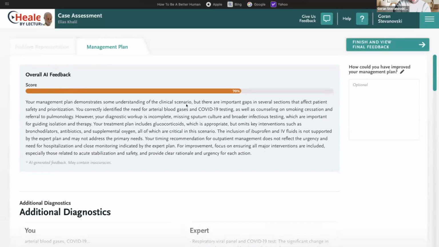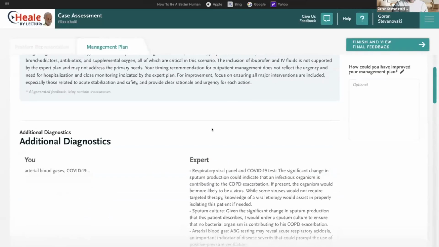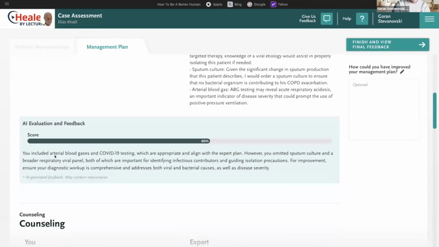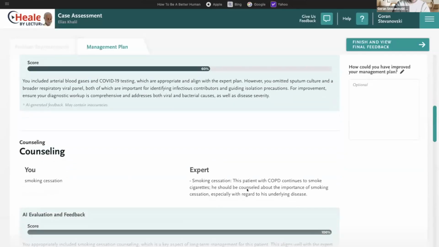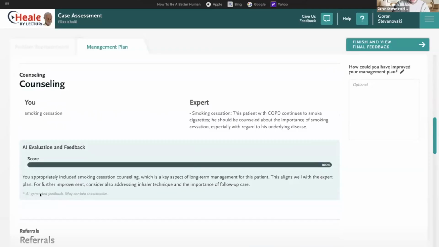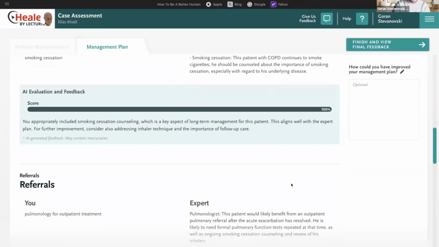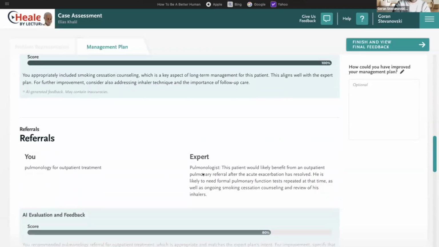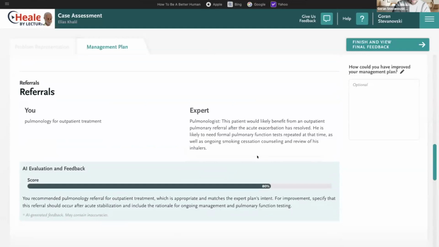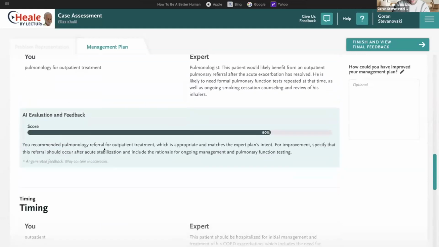It demonstrates some understanding of the clinical scenario, but there are important gaps in several sections. So you could really see which those sections are and how. First section, we included arterial blood gases and COVID-19, appropriate and aligned with the expert plan. You omitted sputum culture and a broader respiratory viral panel. With counseling, we said smoking cessation, which is great. That's what we need. With referrals, pulmonologist, perfect, but we didn't say what to do over there.